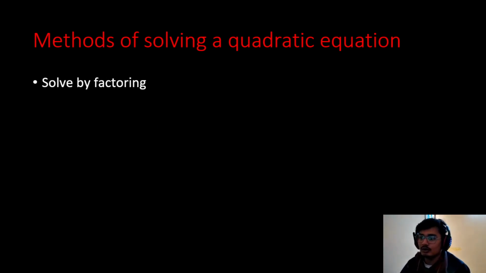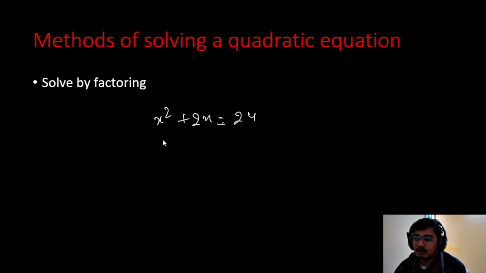Now let's talk about the methods to solve a quadratic equation. We have different methods to solve the quadratic equation, and the first method is solving via factoring. Let's take an example to understand this method. We have the example x square plus 2x equals 24. The first step is to convert this equation into our standard form, which is ax square plus bx plus c equals 0. So it will be x square plus 2x minus 24 equals 0.